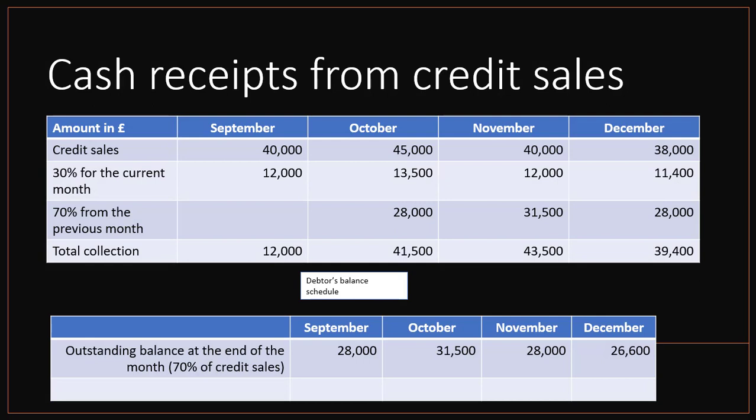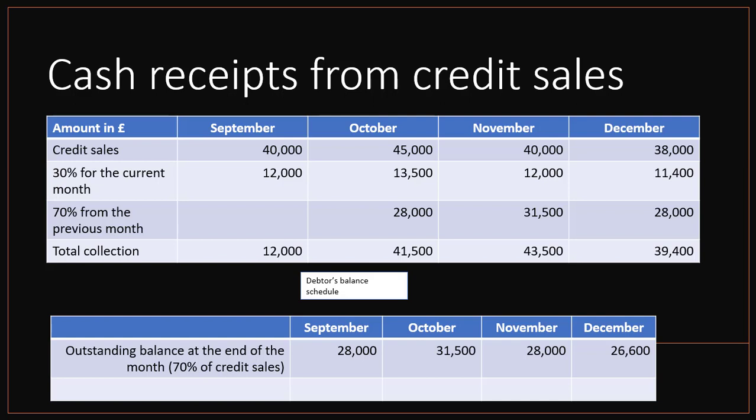With cash receipts, we included September here just for analysis, but we will focus on October, November, and December. Credit sales: October we have 45,000, November 40,000, December 38,000, and September 40,000. Remember, you collect 30% of the current month's sales, and the next 70% will be collected the next month.